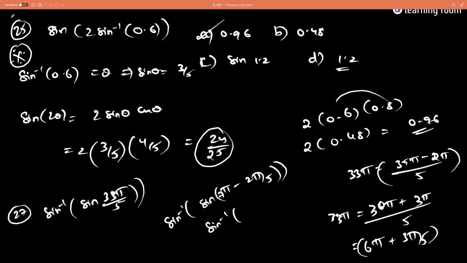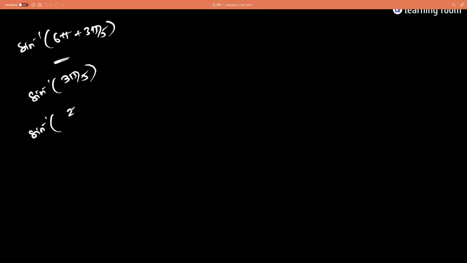Sir, I did it with the method which you told not to use, and I got the same answer. Is it so? Can you tell me how you did? Sine inverse of sine of 6 pi plus 3 pi by 5, right? So I wrote it as sine inverse of sine 3 pi by 5, which is wrong, but then again I wrote it as sine inverse of sine of pi minus 2 pi by 5, which is 2 pi by 5. I understood what you did, but this step itself is mathematically wrong.